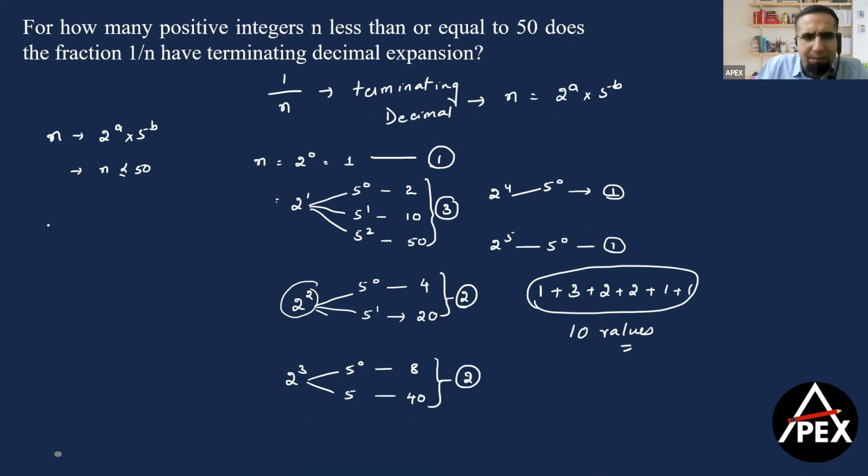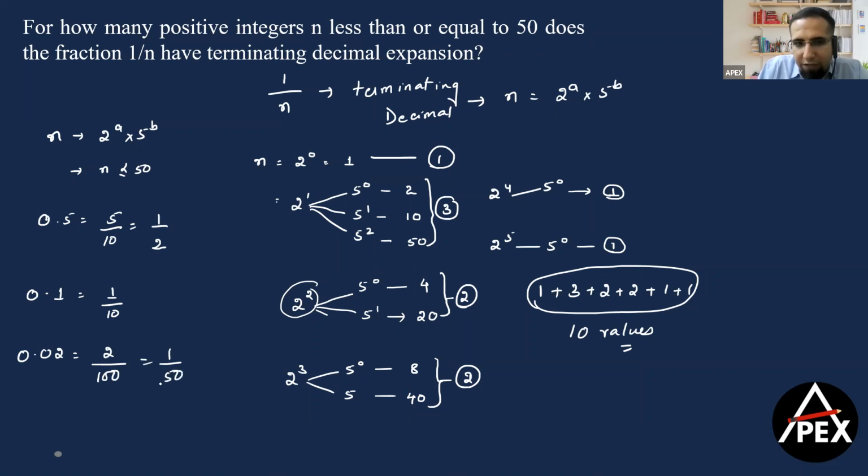Let's take an example. If I give you 0.5, this becomes 5 by 10, or you get 1 by 2. Clear? Now, if I take 0.1, that becomes 1 by 10. So if you see, all these values are acceptable. Here, suppose I take 0.02. This becomes 2 by 100, which can be written in the form of 1 by 50. So you can see that whenever I have a terminating decimal, the denominator is in the form of 2 to the power a into 5 to the power b.